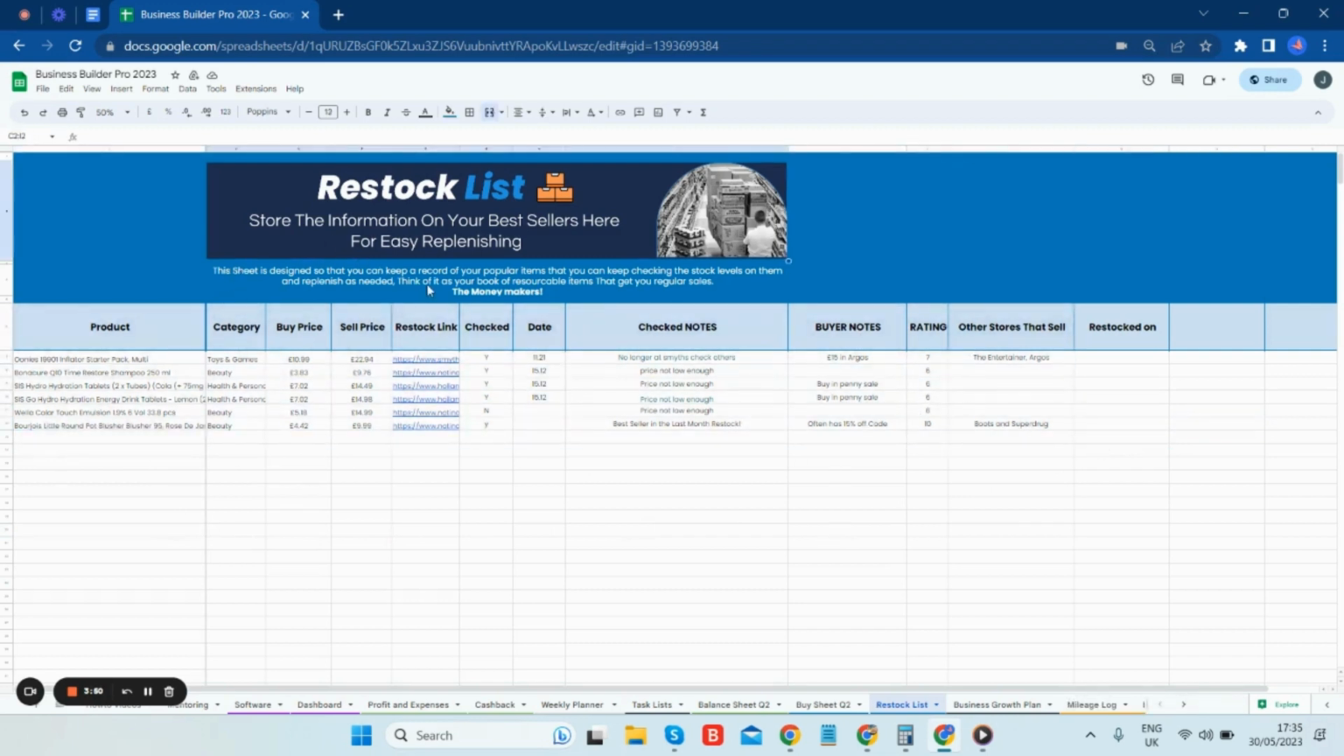In summary, the Restock Planner is an indispensable resource for managing your inventory efficiently, ensuring that your best-selling products are always in stock, and ultimately driving the growth and success of your business.